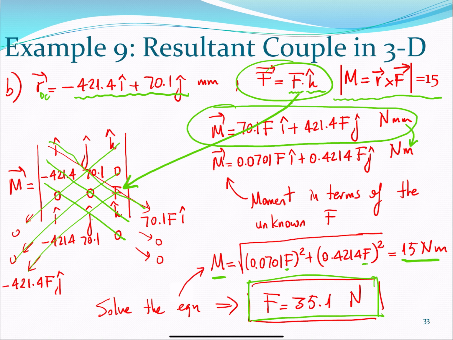Moral of the story: don't feel scared of leaving variables inside your cross product. It's many times the key to solving problems. So don't feel afraid. If you want to put just numbers in there, know that you can carry variables inside the cross product, inside the determinant. Nothing wrong with that.